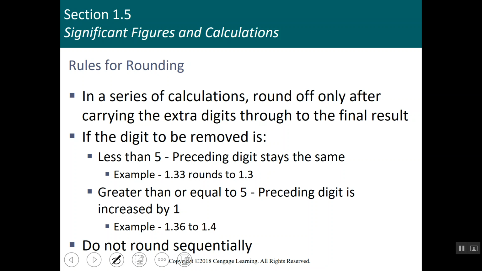In terms of rounding, we're going to use regular rounding rules, although some science textbooks will have you do something special with 5, and I'll talk about that here in just a second. In a series of calculations, round off only after carrying the extra digits through to the final result. So that whole significant figure thing, if you need to do multiple calculations, you don't round until the end. You keep track of where you would round to, but you don't round until the end.